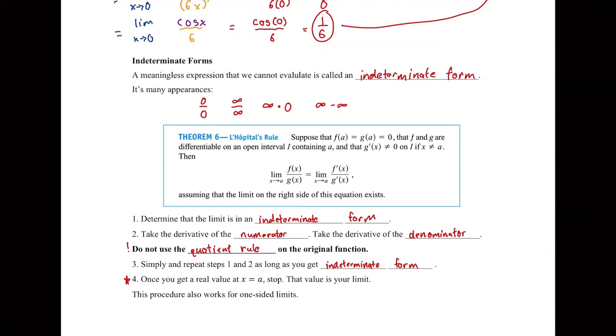And again, it may be worth noting that this procedure also works for one-sided limits. So let's go ahead and just do a few more and make sure we're comfortable with the different scenarios and especially the other indeterminate forms we may run into. And it's not stated here, this also works for infinite limits. So if x was approaching infinity.